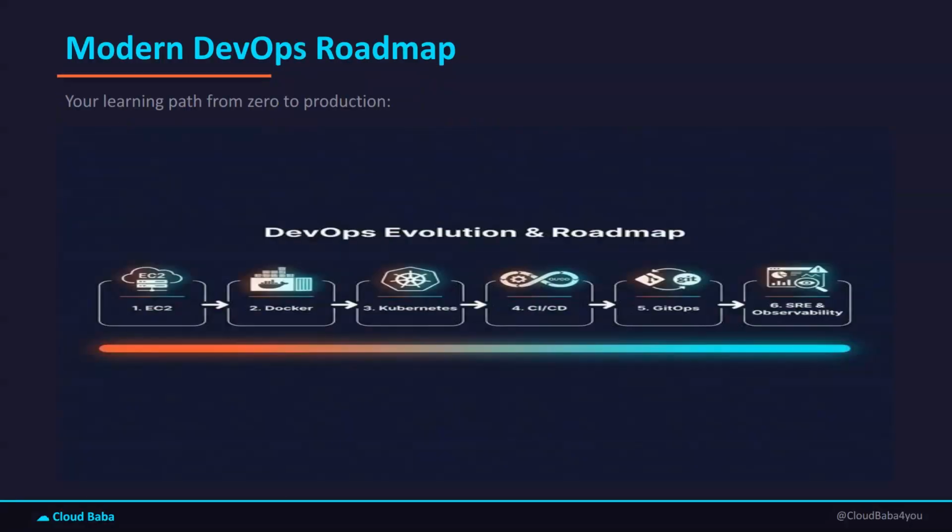So how does modern DevOps look? If you're starting today, here's the roadmap I would recommend. Start with EC2 fundamentals, understand servers, networking, storage. Step 2 would be understanding containers or Docker, learn to containerize applications. Step 3 would be Kubernetes, to orchestrate at production scale. Not just some demo apps, but real applications or microservices.